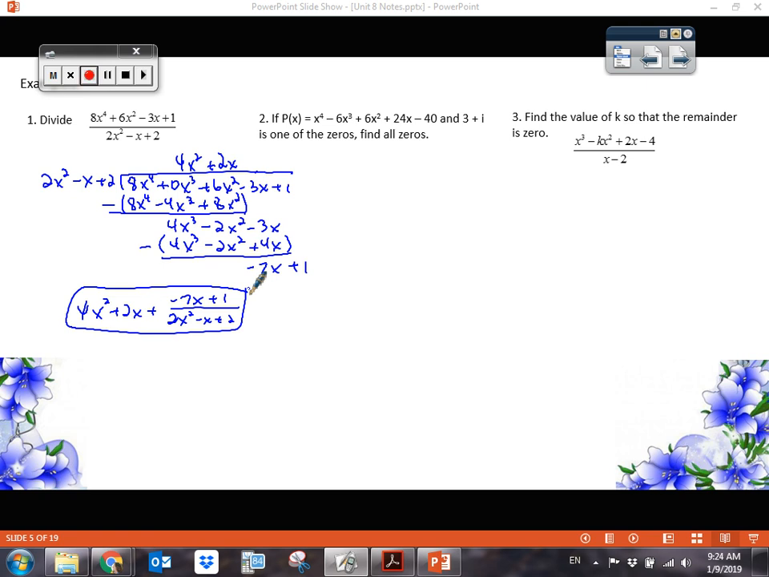Okay, so that is long division. Just a reminder, how are we doing on that? Okay. The second problem, we have a polynomial, and we're given a zero of 3 plus i, and that's one of the zeros, and they want us to find all the zeros.